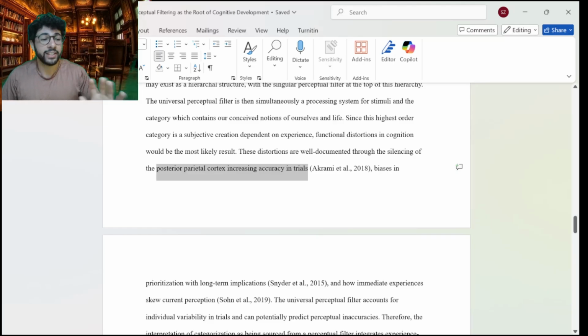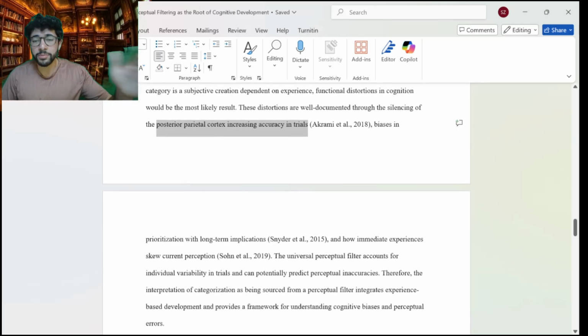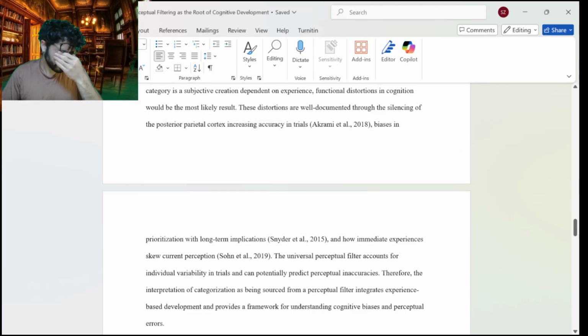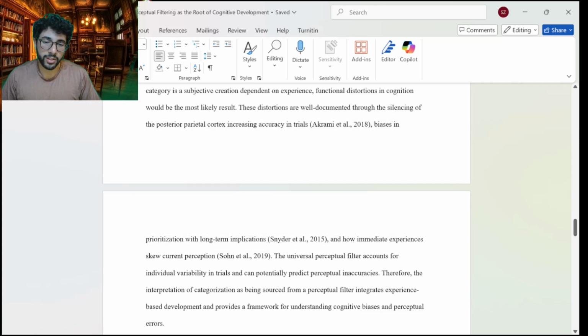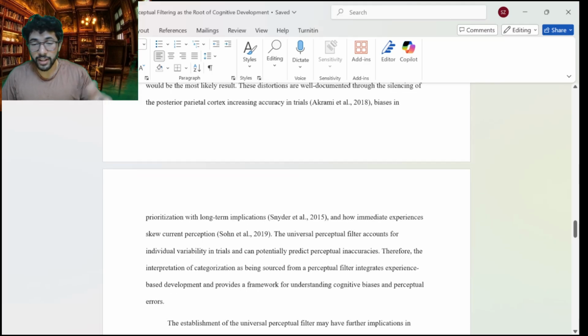All right, okay. Neurology is going to be another thing. We're gonna look more into neurology as well. That's what we're gonna do anyway. So, biases and prioritization with long-term implications. Anyway, so this is what I'm explaining right now, and how immediate experiences skew current perception, right?